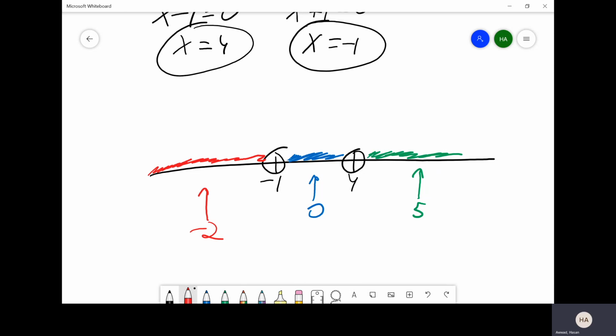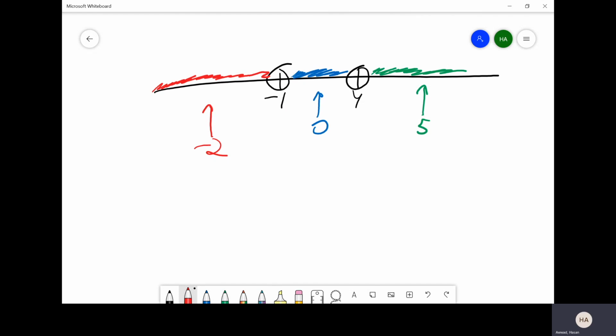So I'm going to say -2 here. You could say -3, -4, whatever helps you conceptualize this. Whatever is easier for you, pick the easiest number as long as it lies within that interval. So now what we do is we test them. And how do we test them?